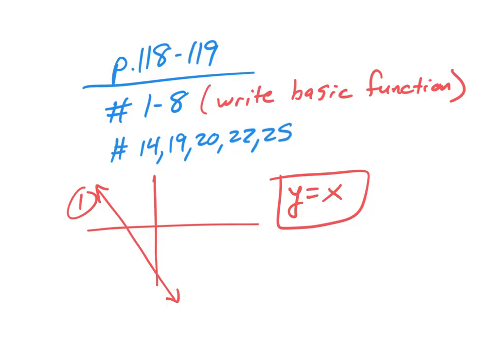And you can really just go off of the graph or the symbols. Like if I see x squared, it's y equals x squared. If I see absolute value, it's y equals the absolute value of x. So you don't really have to do much on those first 8. Those should be pretty easy. 14 is kind of a story problem, kind of like the one we just did. 19, 20 are evaluation, where you're going to plug it in, and then the last 2 are graphing a piecewise function.